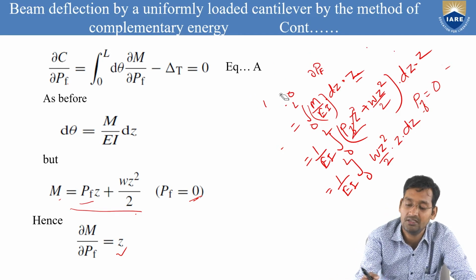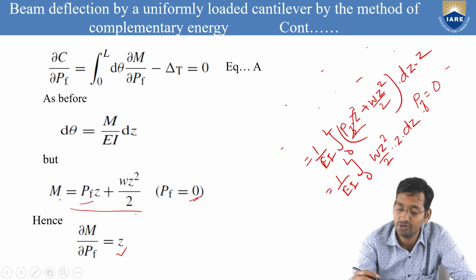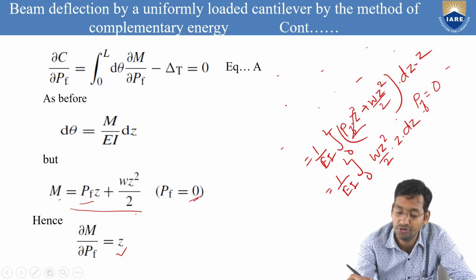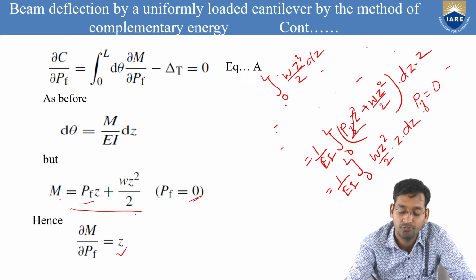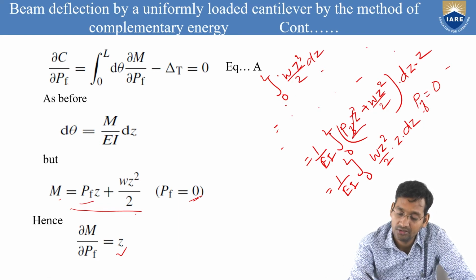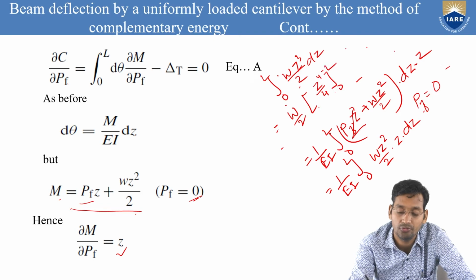So what can we write after this? This becomes w z cube by 2, sorry, w z cube by 2, 0 to L, into dz. Now we can integrate it. How? W by 2 is out of the integration, and the integration of z cube is z power 4 by 4, from 0 to L.